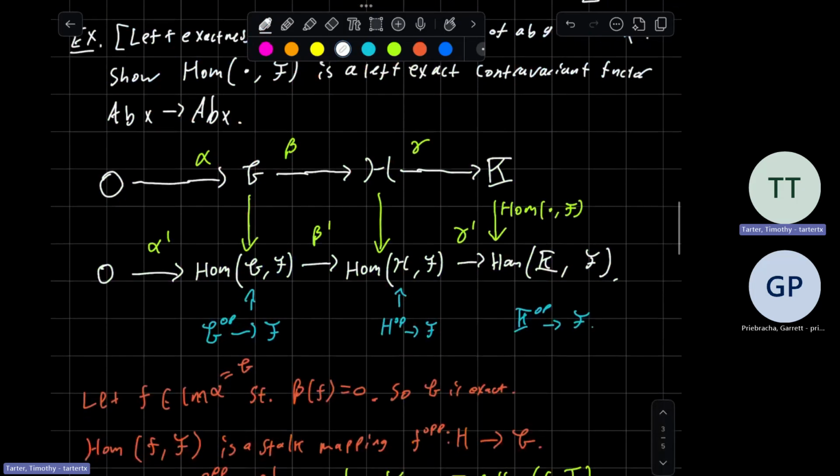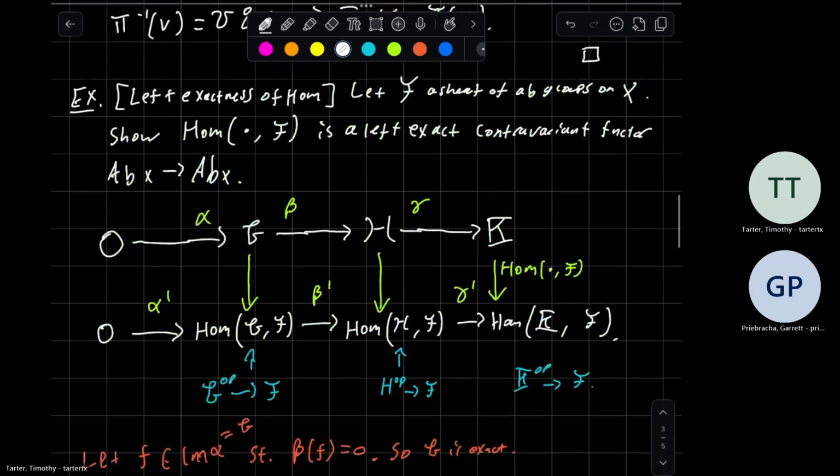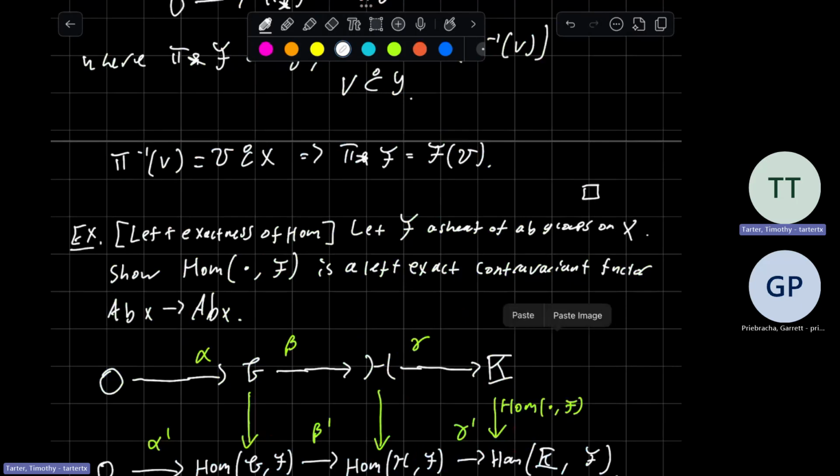And it follows for the other ones too, with similar proofs. Yep. Okay.